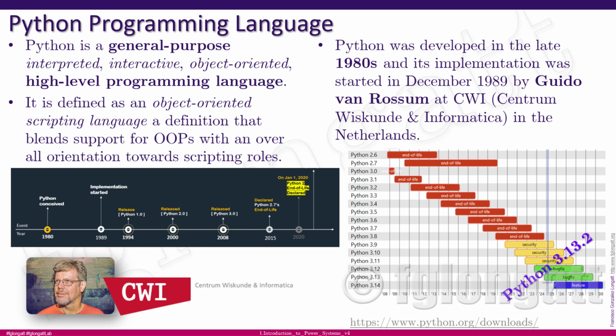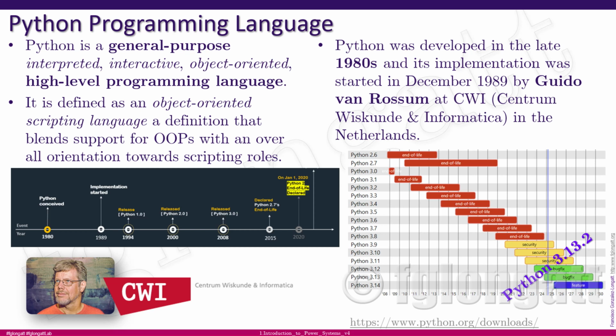What is interesting and very useful is that this is an object-oriented programming language. So as a consequence, you can use the concept of object and all the philosophy behind it. So that makes this software very powerful. It's an object-oriented scripted language. So if we look at the history, the Python programming language was developed in the late 1980s.